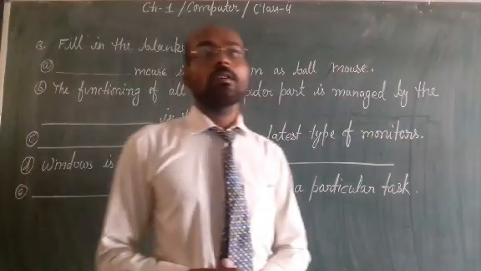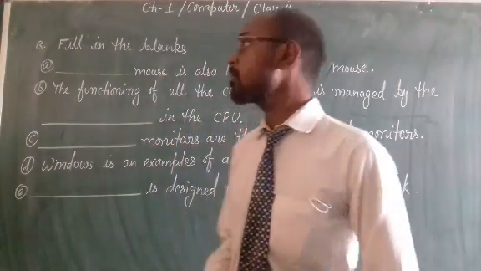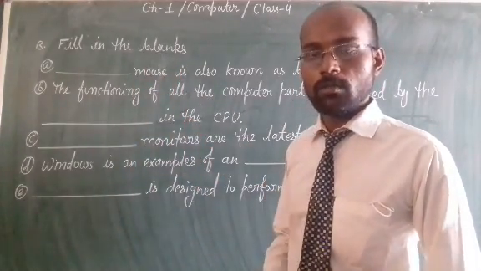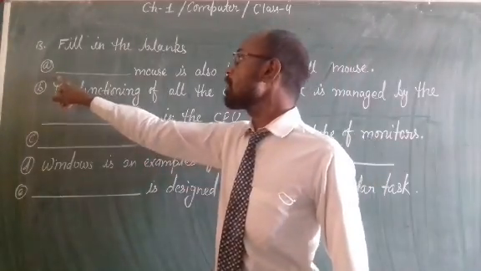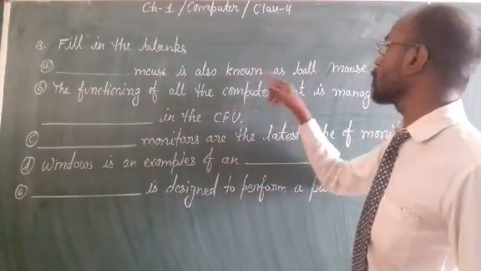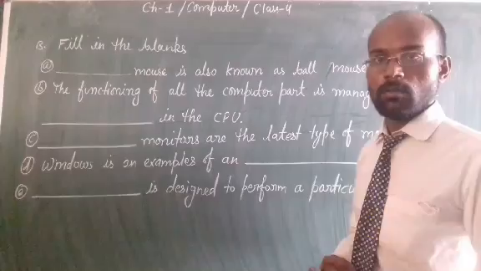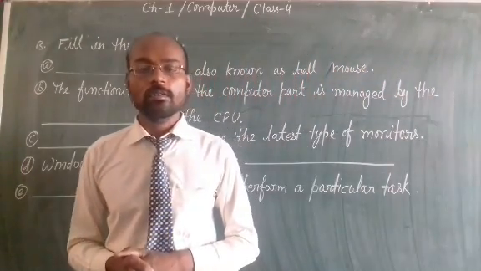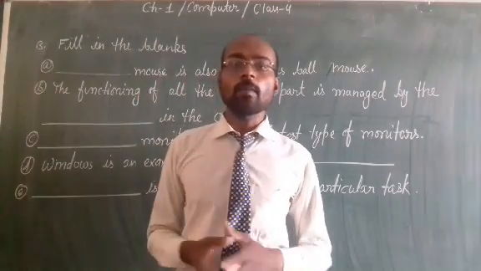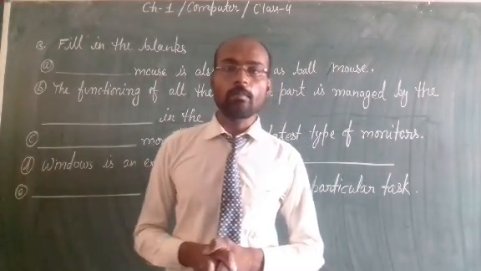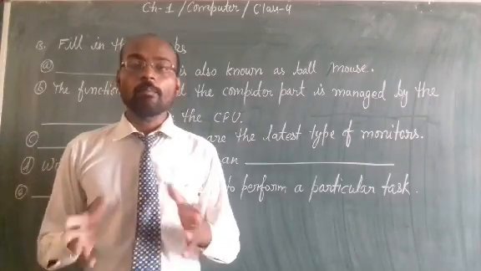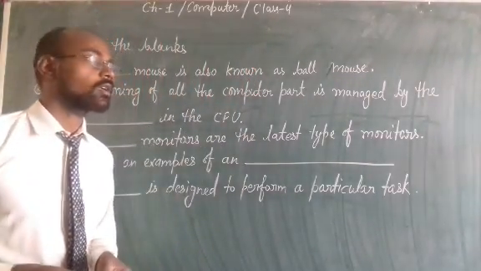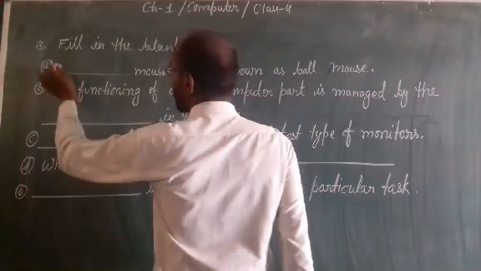Okay students, now the second exercise is fill in the blanks. In this there are 5 questions. Question number first is, dash mouse is also known as ball mouse. Okay, so students, there are two types of mouse. First is optical mouse and second is mechanical mouse. And mechanical mouse is also known as ball mouse. So students, here you have to fill mechanical mouse.